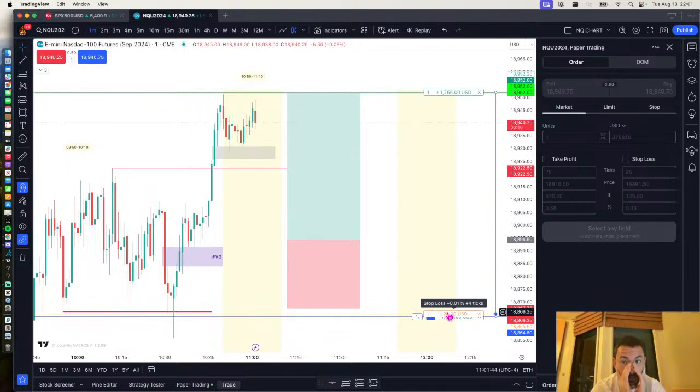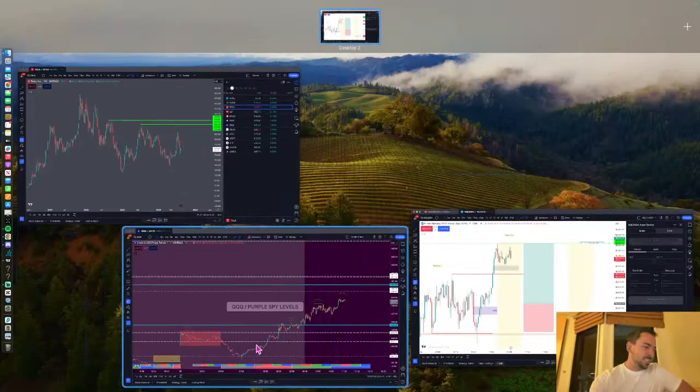Sitting and waiting, part of the game, guys. Trading is not as exciting as people make it out to be. It is a slow, grueling, patience-testing process. Let's see how everything else is doing.